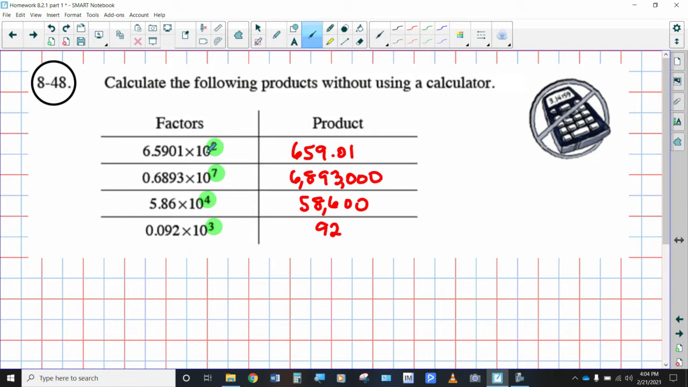So since this is literally 100 with 2 zeros, you move it 1, 2 places to the right. This is 7, that's 10 million. And then you'd have to move this 7 times to the right. So 1, 2, 3, 4, 5, 6, 7 means this number times 10 million is 6,893,000. Okay, 4 places to the right, 1, 2, 3, 4, and 3 places to the right, 1, 2, 3, gives you 92.